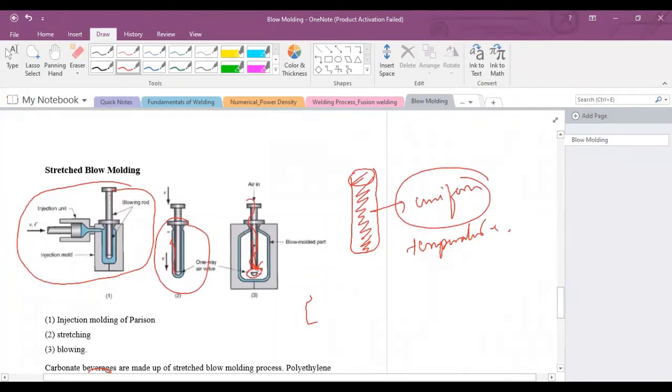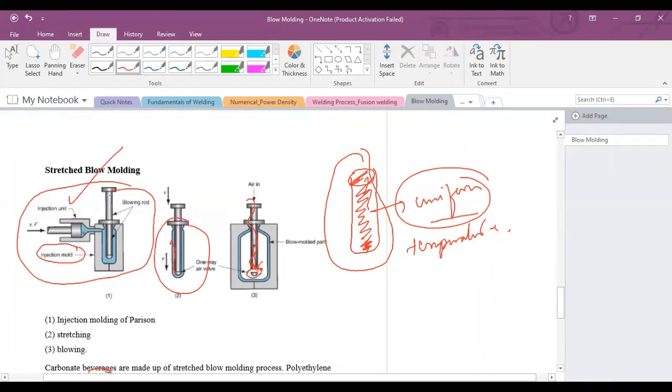In stretch molding, you can see here, first the parison, the whole periphery of the parison has uniform temperature. From top to bottom, the temperature is uniform. In injection mold, the first step is the same as in blow molding. Injection unit, inside the injection unit there is a polymer melt or molten material. In this process you can use thermosetting plastics and thermoplastics, both types can be used.